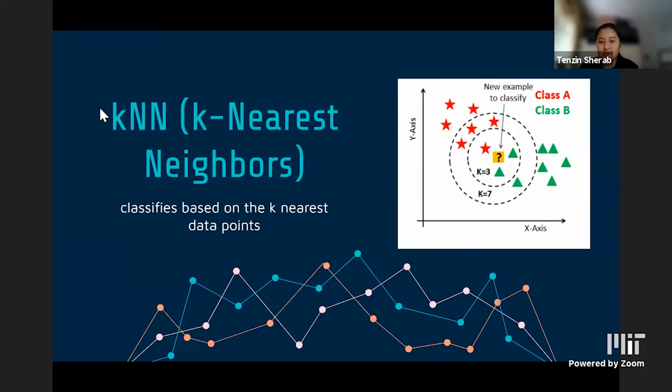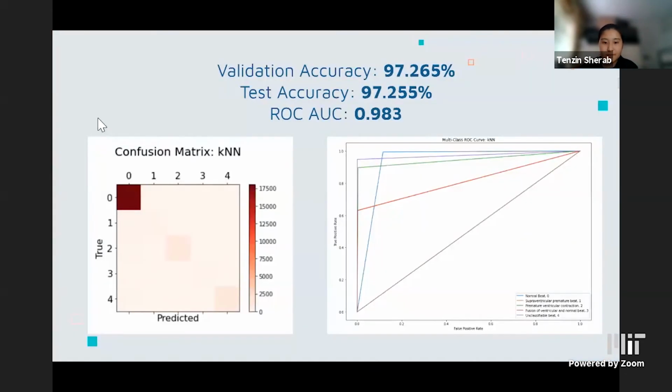Next, we have nearest neighbors, which basically classifies based on the nearest k data points. Our confusion matrix, once again, is able to strongly classify normal beats compared to the logistic regression and SVM. Nearest neighbor has a better chance of accurately classifying the data.